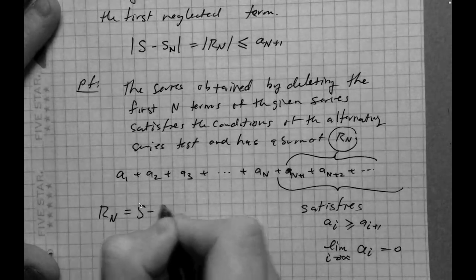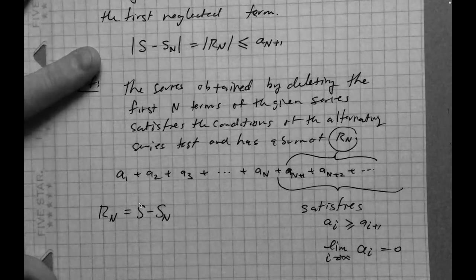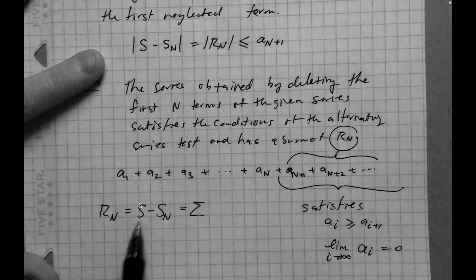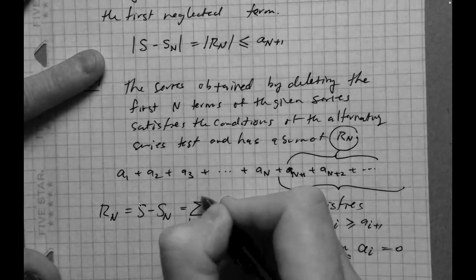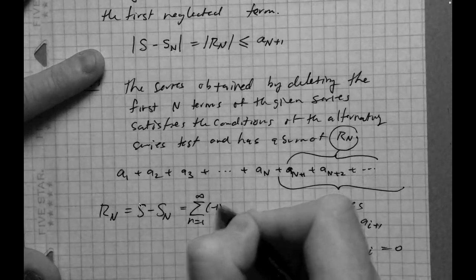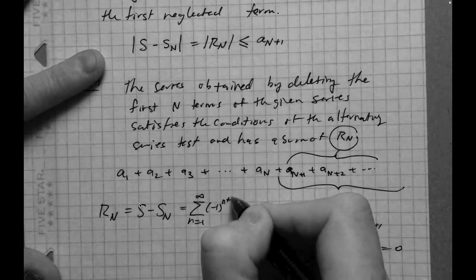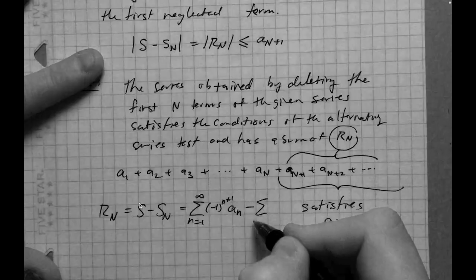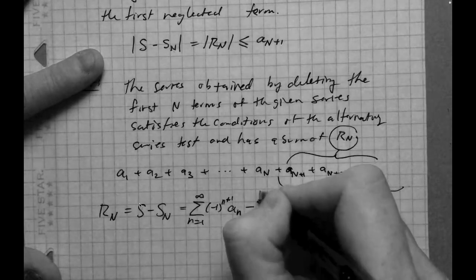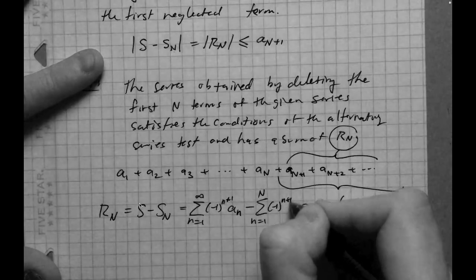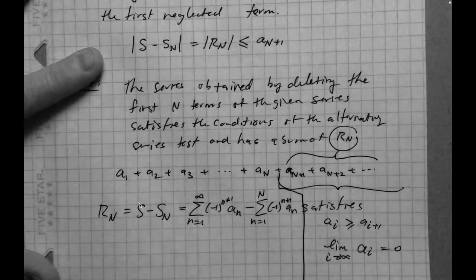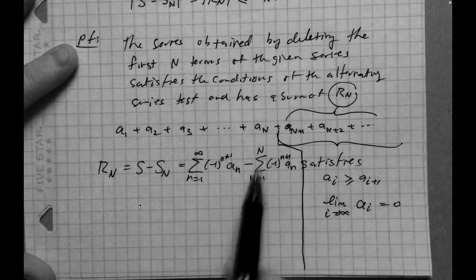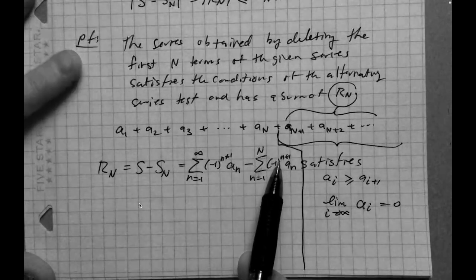So let's talk about the remainder, R_n. Well, it's equal to s minus s_n. Right, we know that. We can break these things down. So this would be the sum from n equals 1 to infinity of negative 1 to the n plus 1 times a_n, and then minus the sum where n is equal to 1 up to N of negative 1 to the n plus 1 a_n. Sorry, I should have probably done this in a separate page. That's okay. Right, so this is just s. This is the nth partial sum of s. Okay, no problem. Let's write it out.